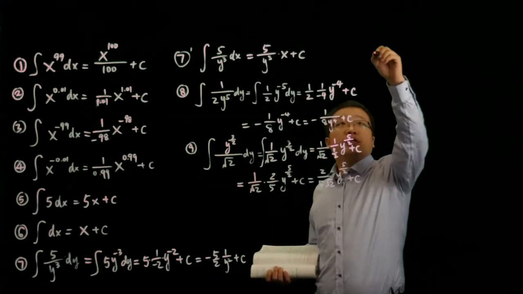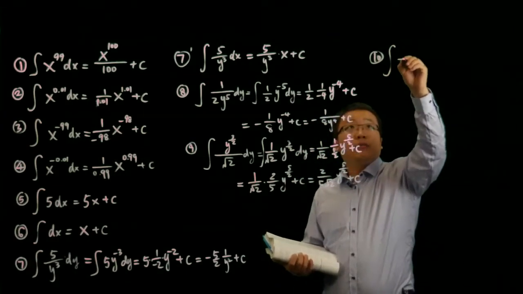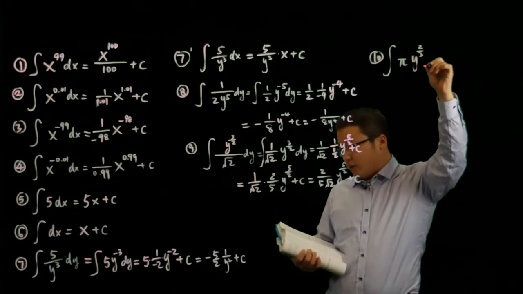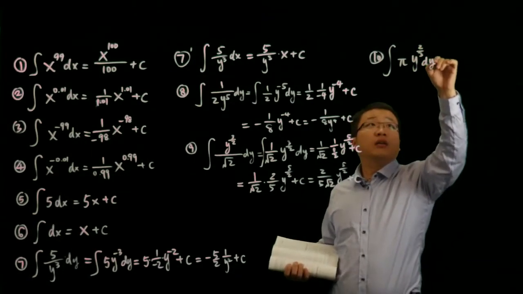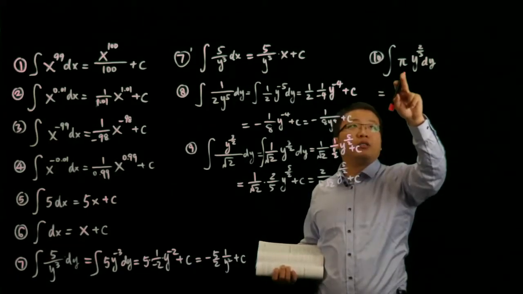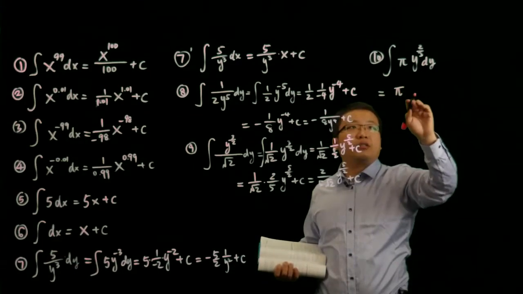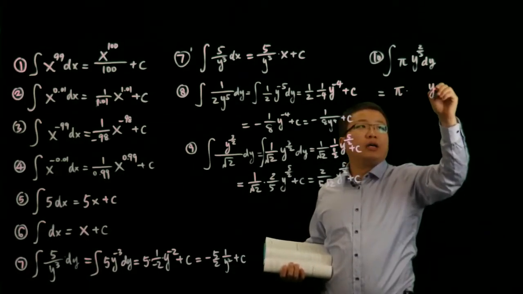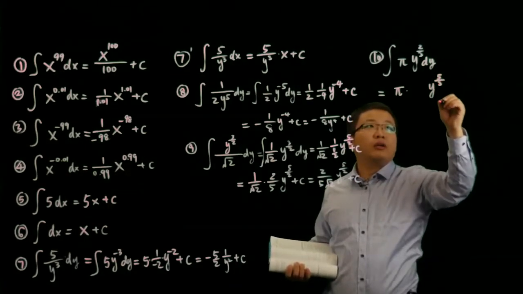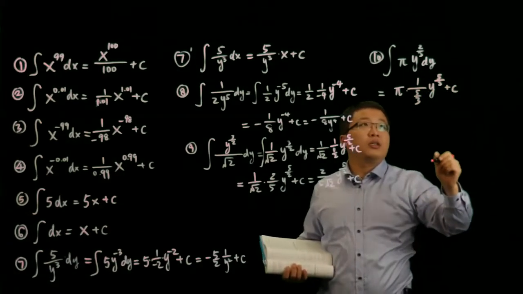Okay, number 10. The integral of pi times y to the power of 2 over 3 dy. And that will give you, pi for this case is going to be a constant. You just need to integrate y to the power of 2 over 3. Therefore, this is pi multiplied by y to the power of, you want to add 1, that will give you 5 over 3. And this is divided by 5 over 3 plus c.